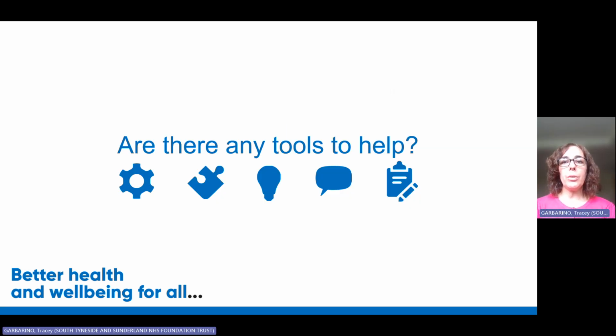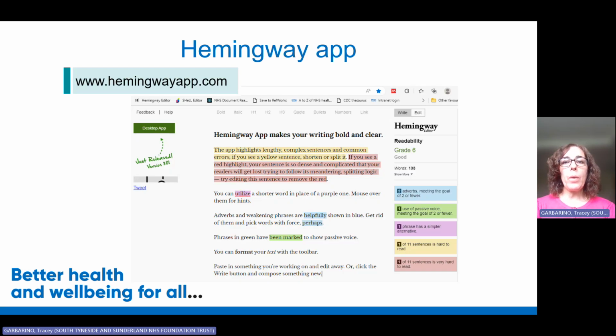And so are there any tools to help? Well, there are a few. Firstly, the Hemingway app. You simply copy and paste your text into the app and it will highlight any long or hard words and often offers a simpler way of saying it.